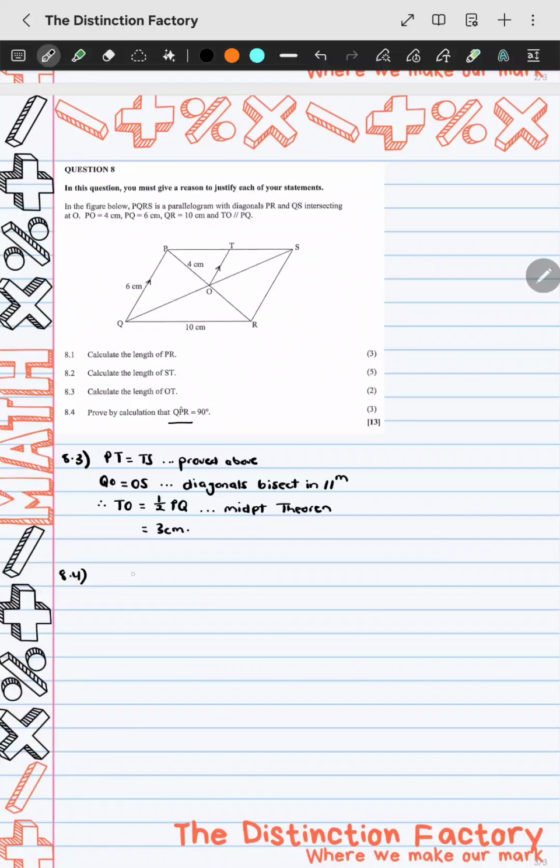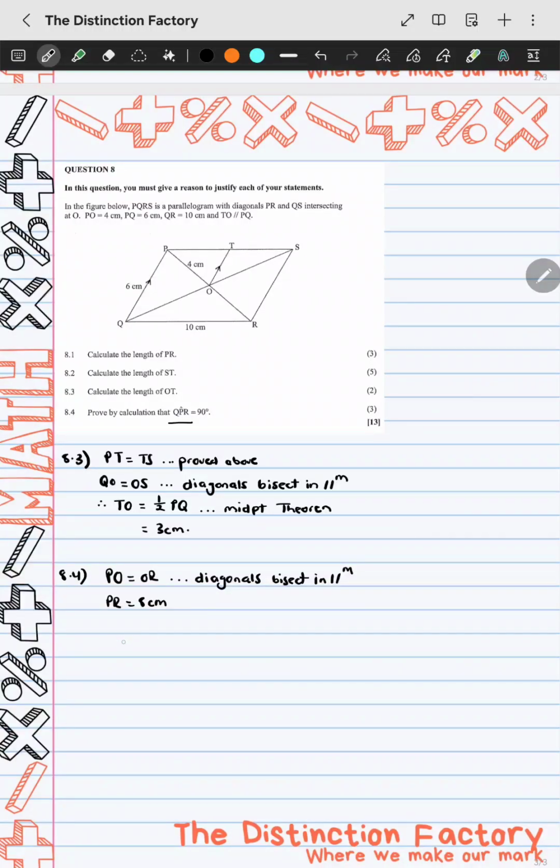So we are going to tell them that PO is equal to OR. And again, that is because diagonals bisect. And that means that PR will have to be equal to 8 centimeters. So because that's 8 centimeters, we can now use the theorem of Pythagoras.